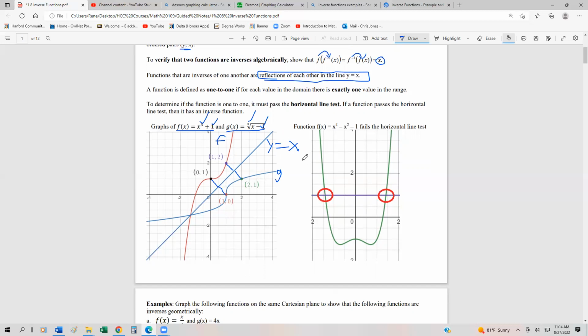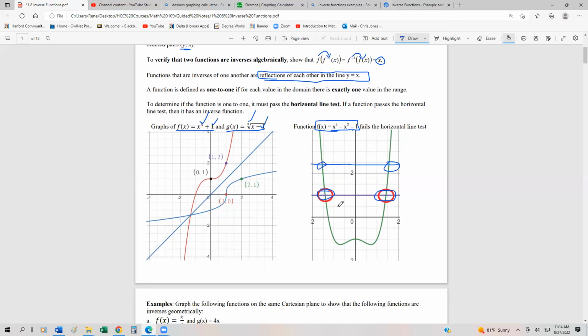And I know I didn't draw those too well, but just think they're reflected in that line. For a function to have an inverse, again, it has to pass the horizontal line test. And so let's take a look at this function, x to the fourth minus x squared minus x. And I want you to notice that it intersects at least one time at two places with a horizontal line.